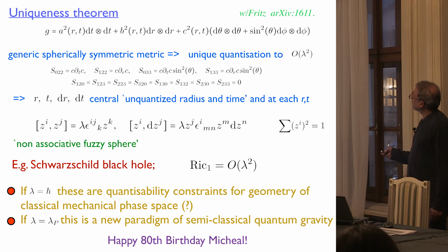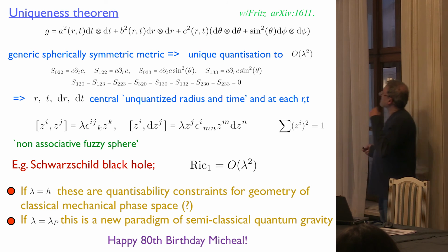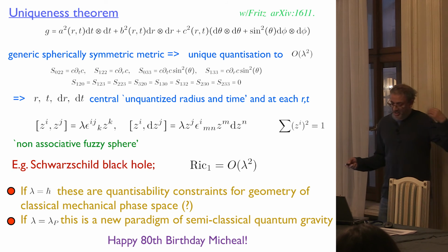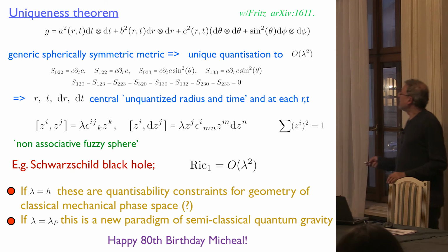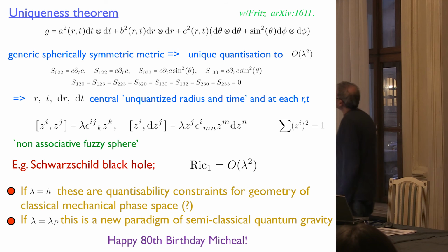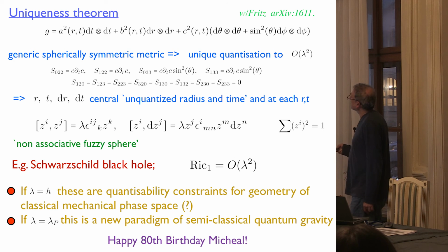So it turns out if you insist on having a spherically symmetric metric, and if you insist on omega being spherically symmetric, so it's a spherically symmetric quantization, then there's a unique solution for S. Essentially, there are some unphysical degrees of freedom in S which don't show up in the calculus, and they aren't determined. But all the physical degrees of freedom of S are determined, and this is the solution.